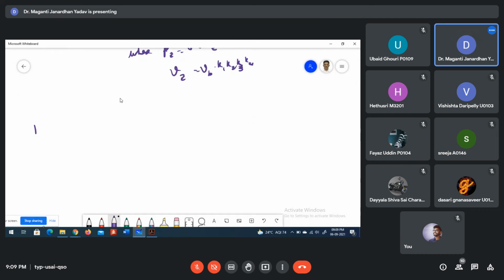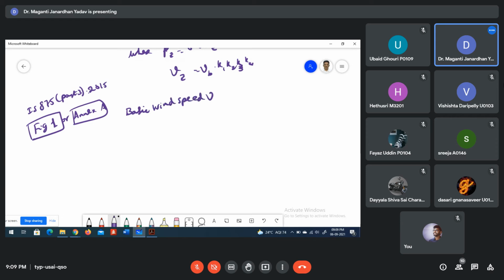Please look at figure 1 of Annex A. What is the basic wind speed for Chennai?